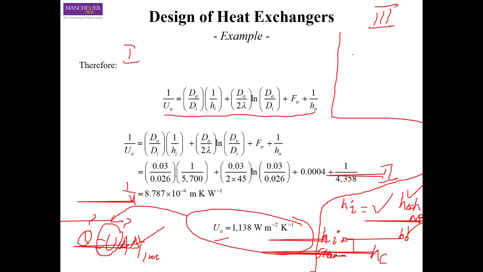And you might be in a situation where you don't know the value of HI and you don't know the value of H naught. Okay, so you don't know both of these inner and outside heat transfer coefficients. So what can we do in that case? In that particular case, you have two options.